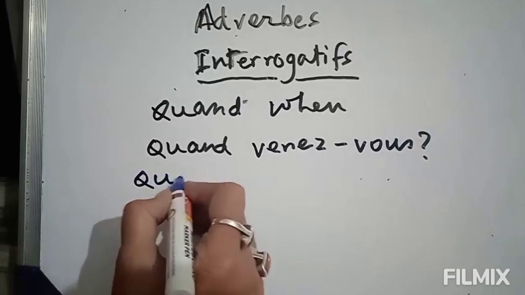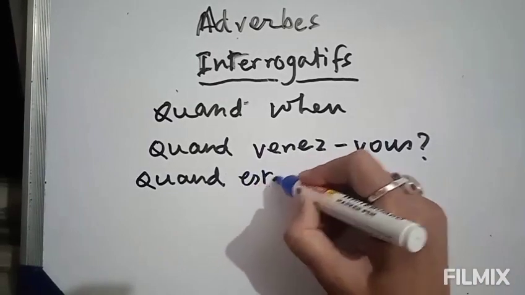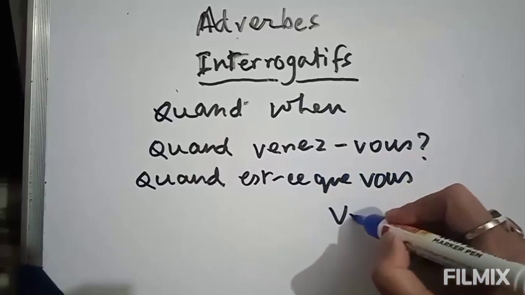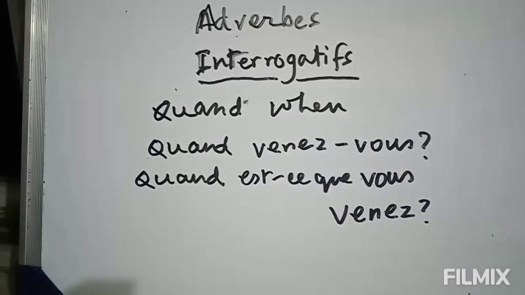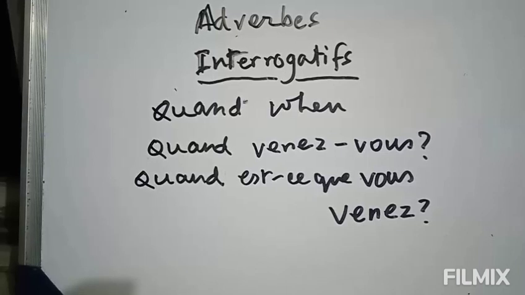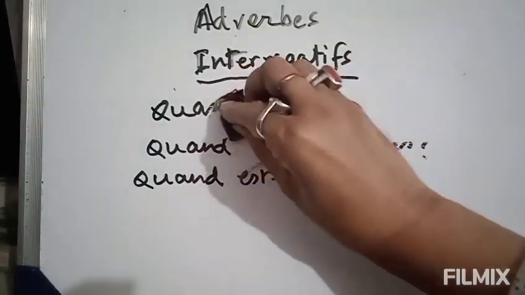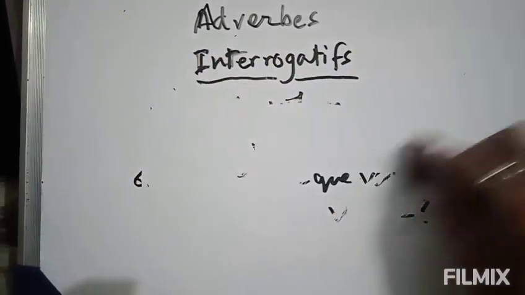And another way, similarly, with the est-ce que element, that is quand est-ce que vous venez. This is another example, and the meaning is the same. When do you come? Quand est-ce que vous venez? This can be used, or quand venez-vous? The same meaning. Both are interrogative. Please take down in your copy. I am showing you one by one.